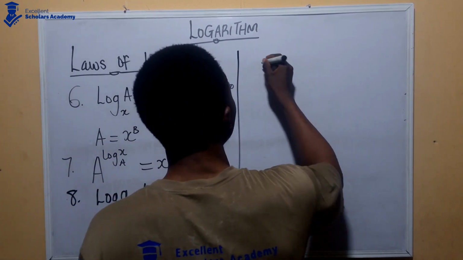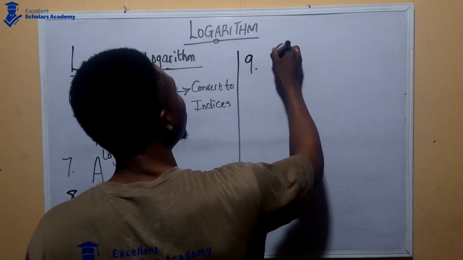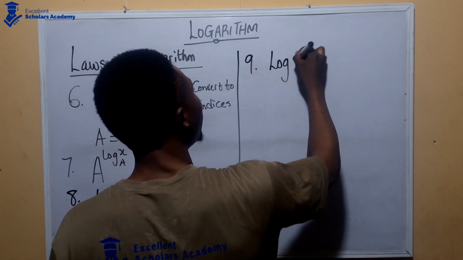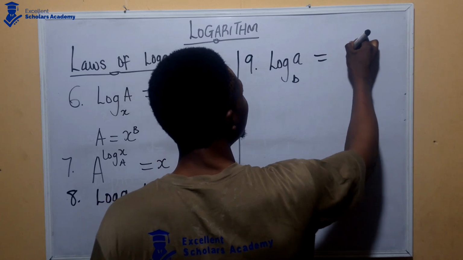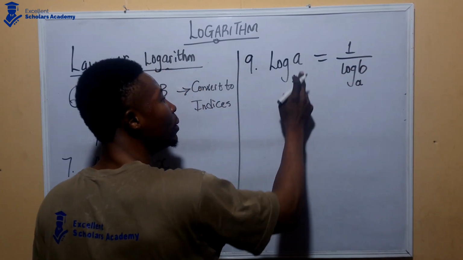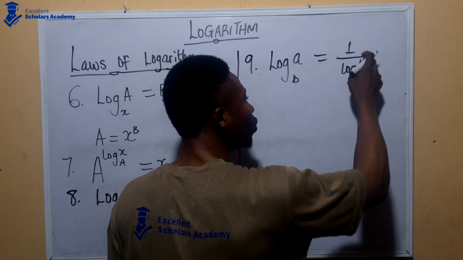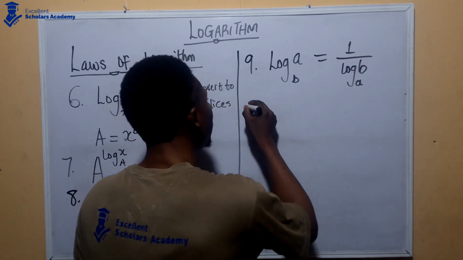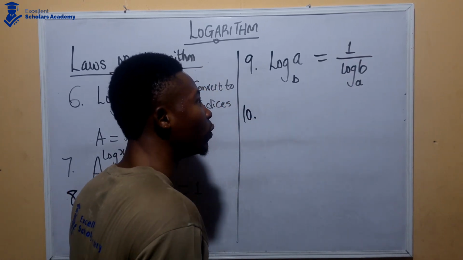Now the next law says that log a base b is also the same as 1 over log b base a. Log a base b is also the same as 1 over log b base a. Now let's look at another law of logarithm.